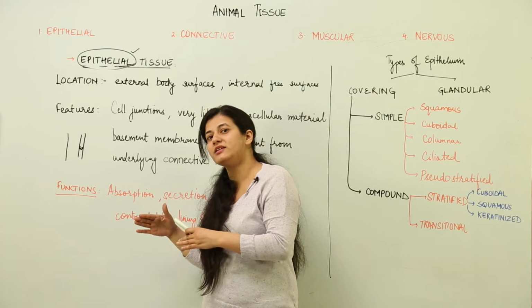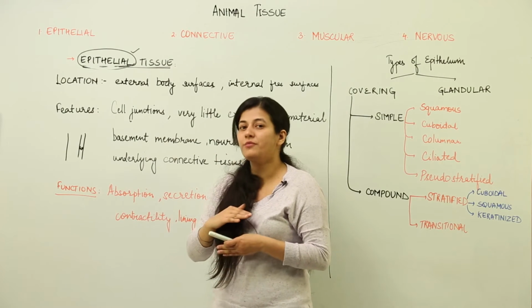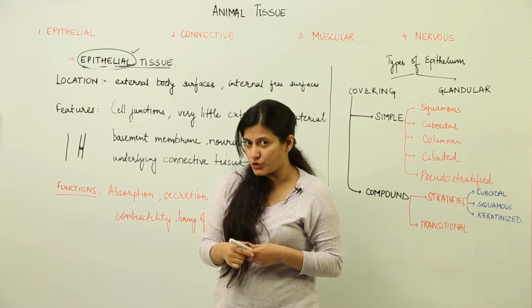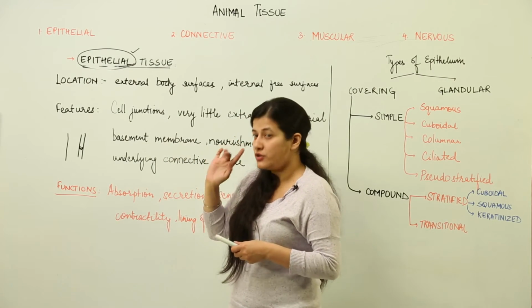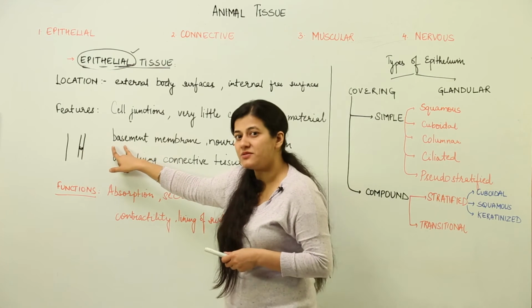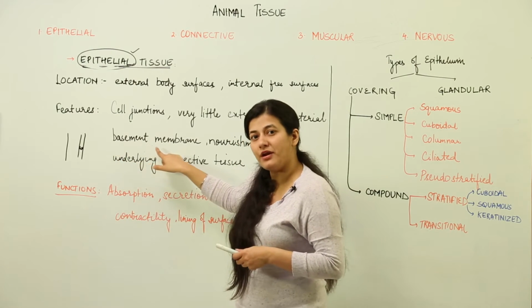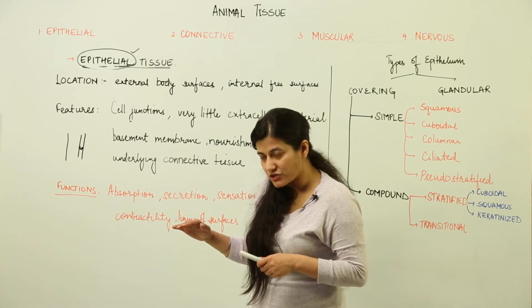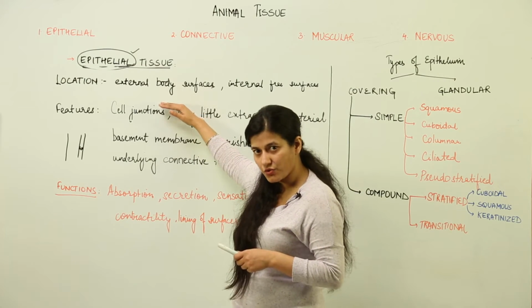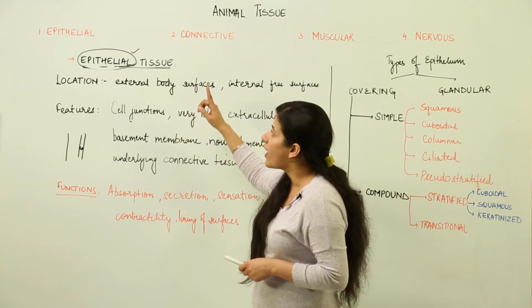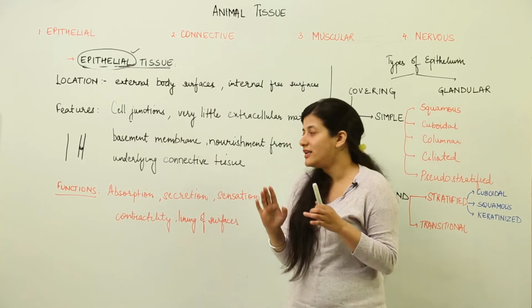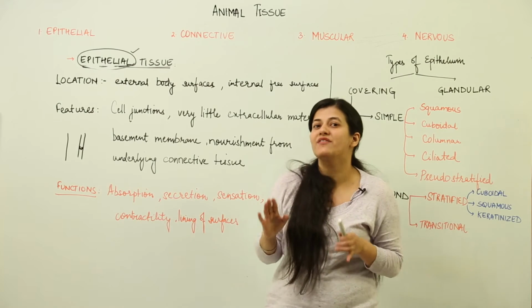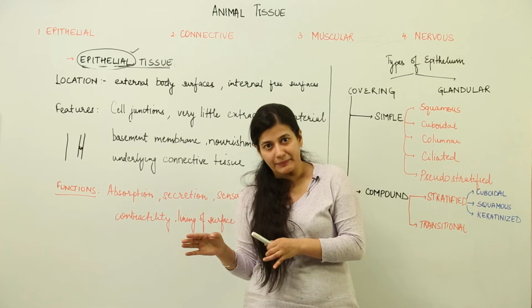It separates the epithelial tissue from the underlying connective tissue which provides nourishment to the epithelial tissue. Do pay attention, I am repeating, the basement membrane separates the underlying connective tissue from the epithelial tissue, and that connective tissue provides nourishment to the epithelial tissue because epithelial tissue does not have any blood supply of its own.